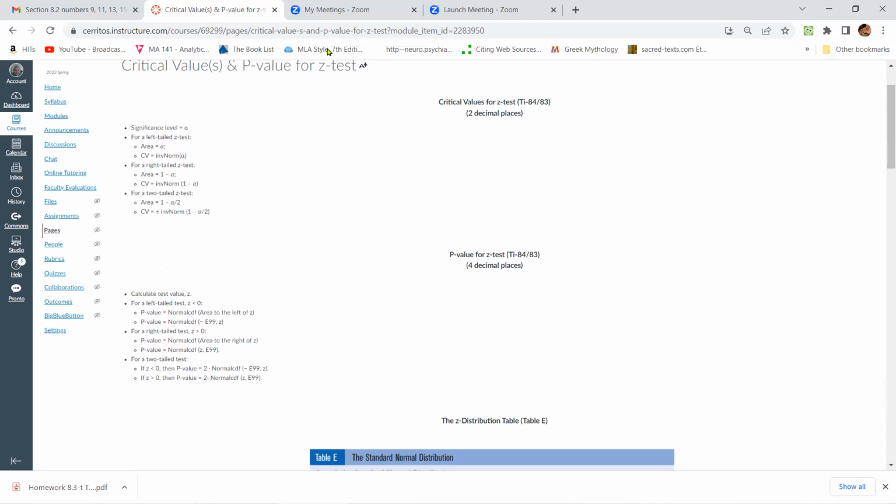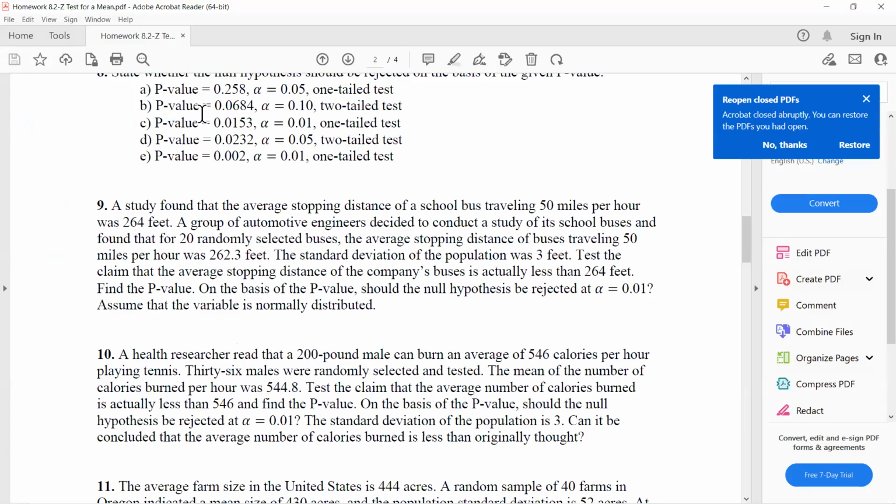So here, she already doubled it in her calculator, and after she doubled it, she got 0.0684. And how does that compare to 0.10? Oh, it's less. Yeah, so this one was reject the null, right? Okay.